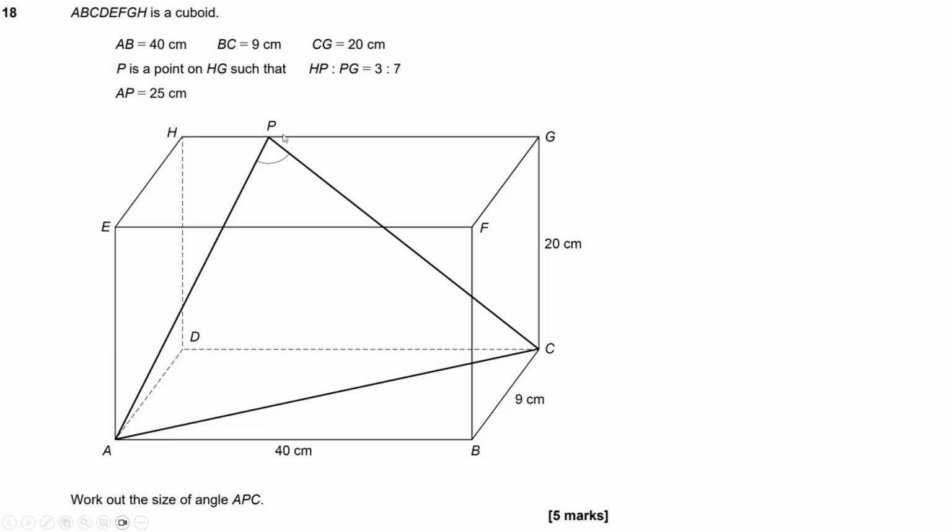P is the point on HG, such that HP to PG is 3 to 7. So this is 3/10 of the full line, and this is 7/10 of the full line, because it's 3 over 3 plus 7, and then 7 over 3 plus 7. We know that HG is 40, because it's the same as AB, so 3/10 of 40 will give us HP, and that gives you 12. So this is 12, and because they add up to 40, 40 take away 12 is 28. So that's 28.